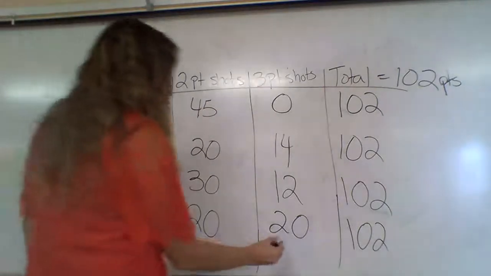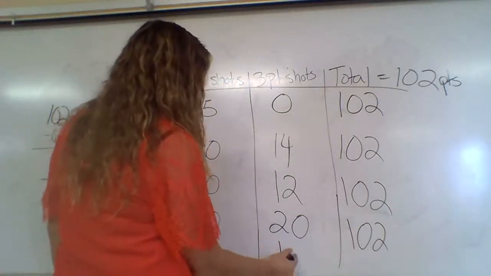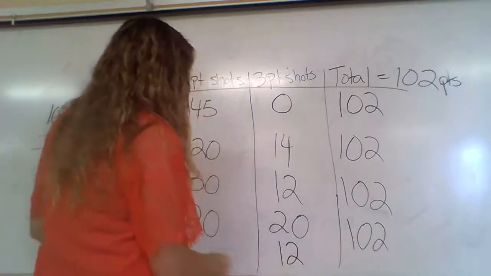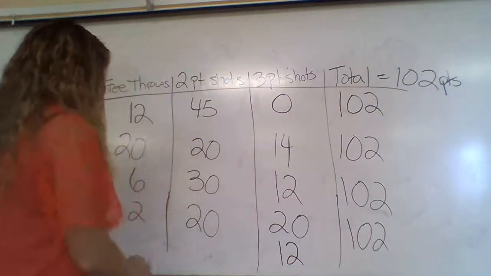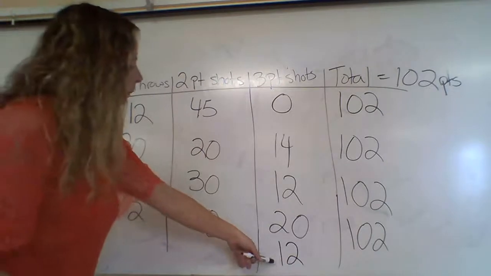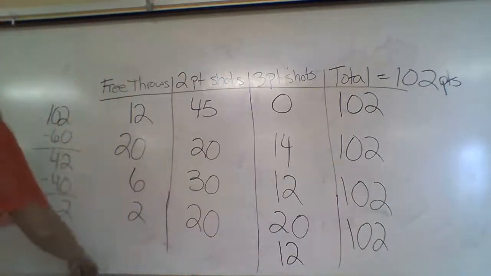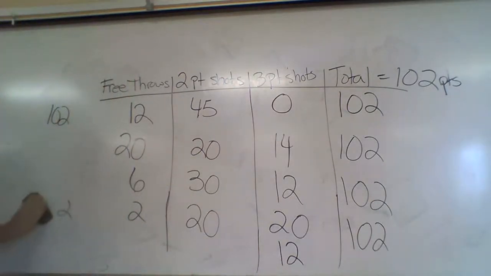We'll make 10, no, 12. Did we do that? Oh, we did 12 already. Well, that's okay. We'll make 12 again. So 12 3-point shots. How many points is 12 3-point shots? 12 times 3 is 36.